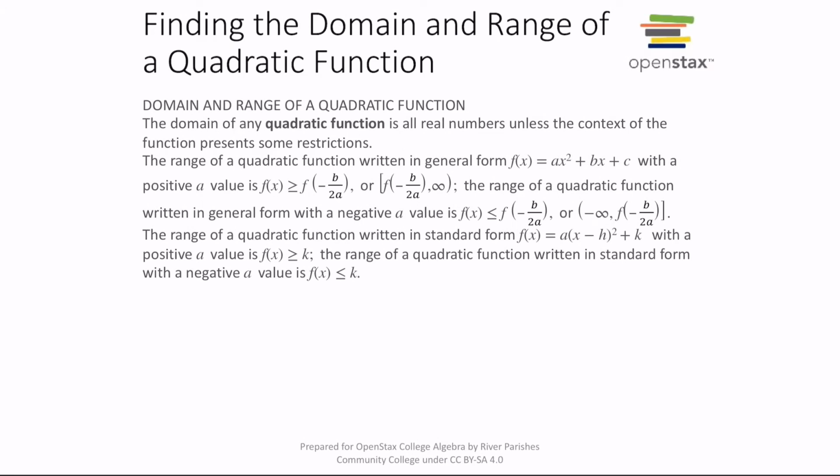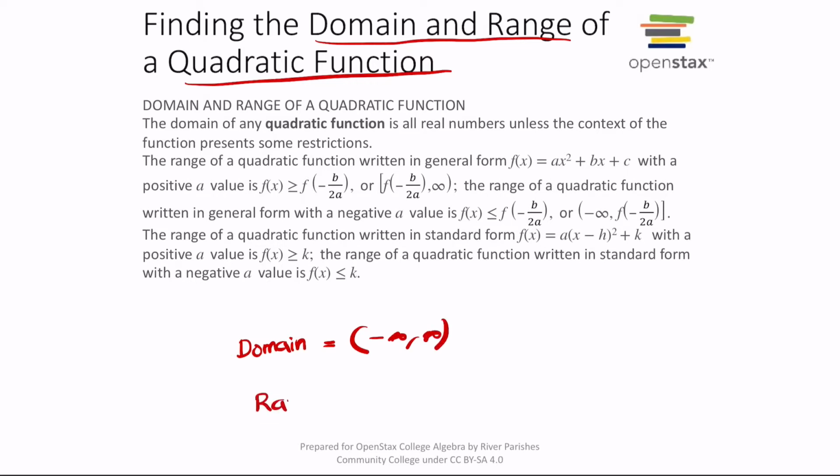Next, let's talk about domain and range of a quadratic function. For a quadratic function, the domain is always from negative infinity to infinity. The range is the one that changes. Range depends on the equation itself.